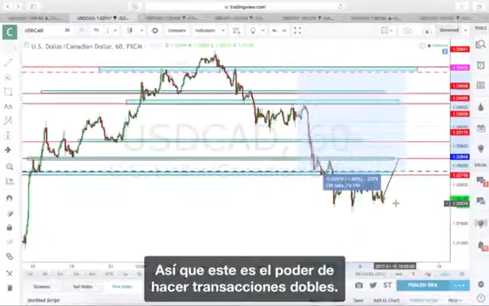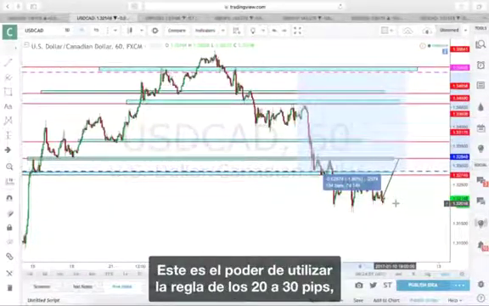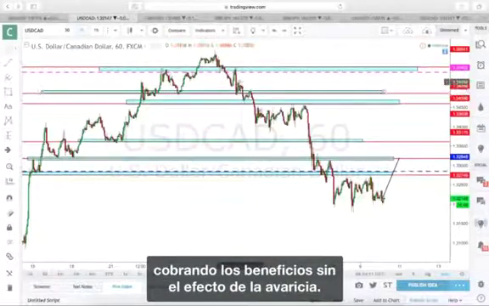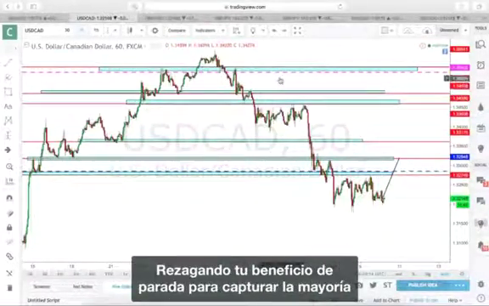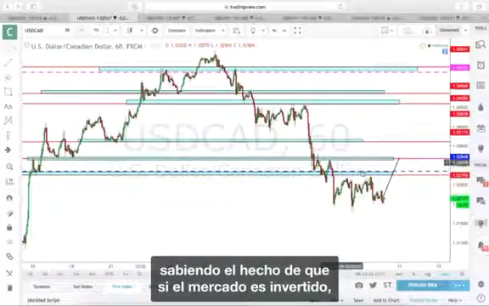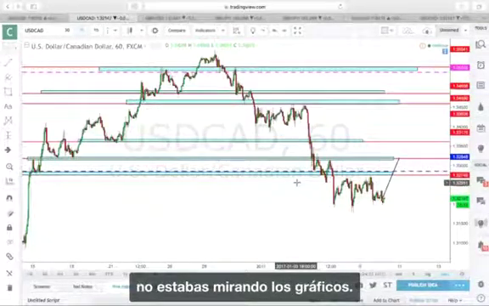So this is the power of twin trading. This is the power of using the 20 to 30 pip rule, collecting the profit to get rid of the greed effect, trailing your stop profit to capture the majority of the entire movement, and also getting the feeling of comfortability knowing the fact that if the market reversed, you still collected profit even though you weren't looking at the charts.